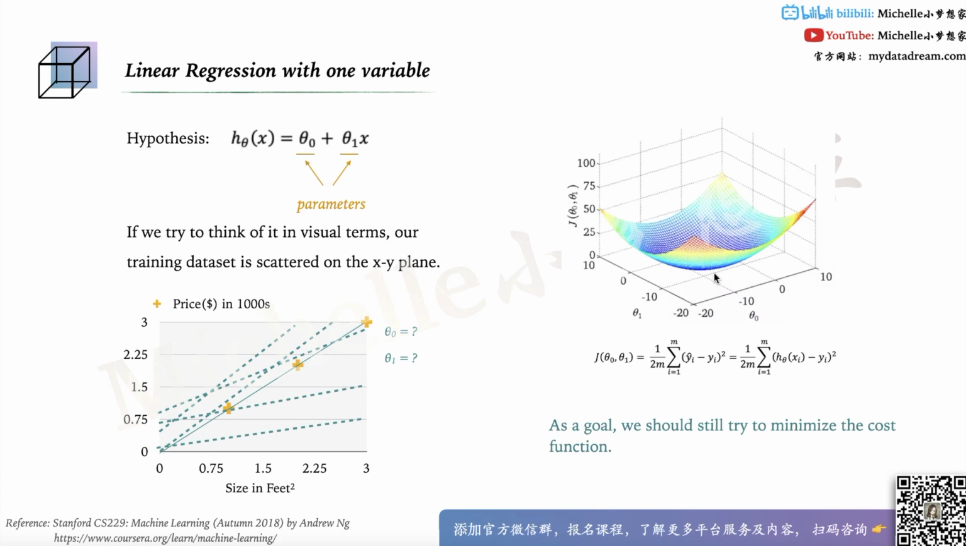Using tools like MATLAB, we can visualize this process and see how adjustments to both parameters bring us closer to the ideal model. This ensures our hypothesis achieves the lowest possible cost function value.